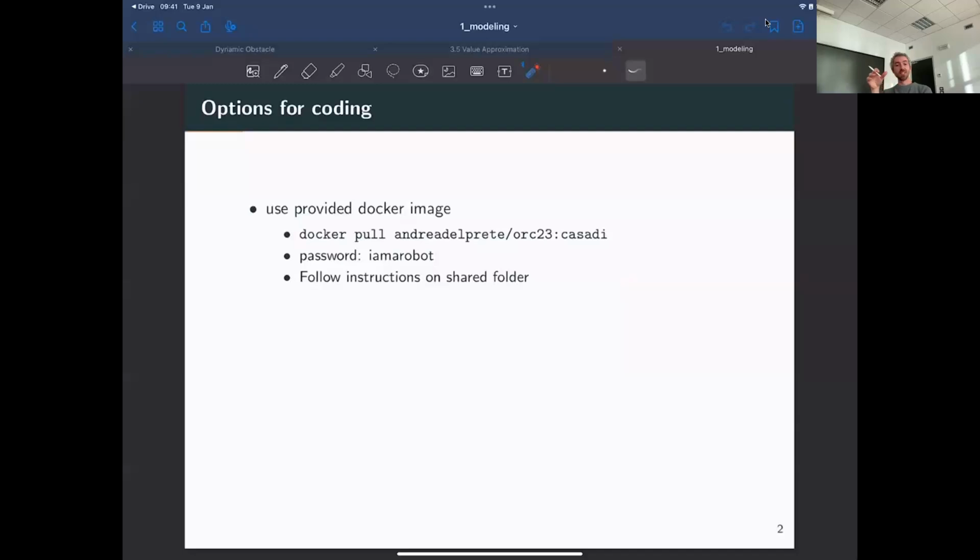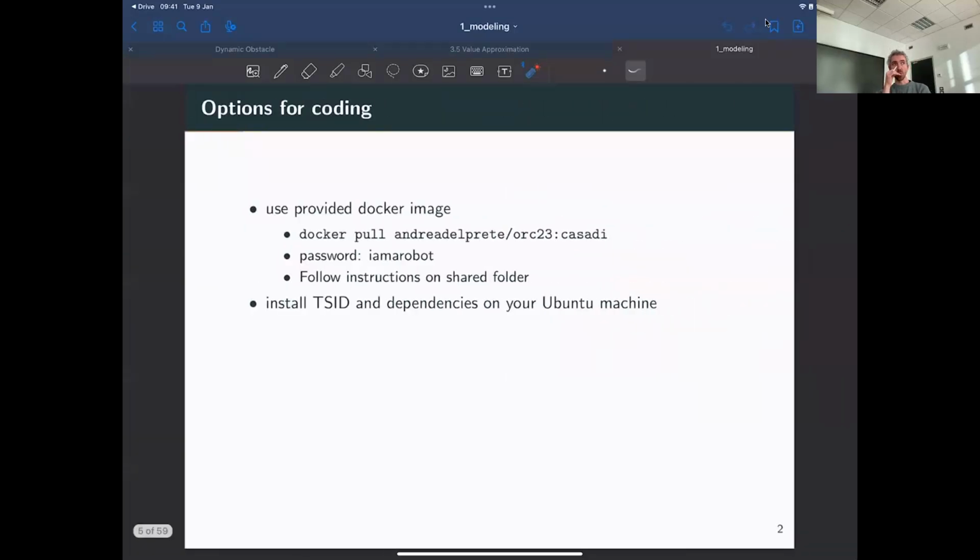Okay. And so you will not need to do any installation or setup of environment variables to make things work. So that's my number one option.